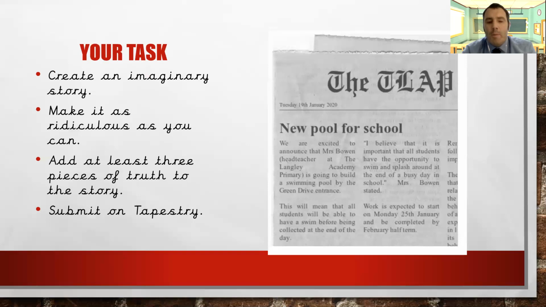And we've done a person, we've done a place, and maybe think of another place. I've got 2 places in mind, haven't I? I've got Langley Academy and Green Drive. But we want 3 pieces of truth. Or you could look up something that you know to be true.